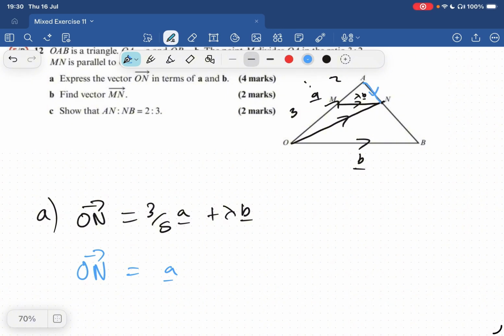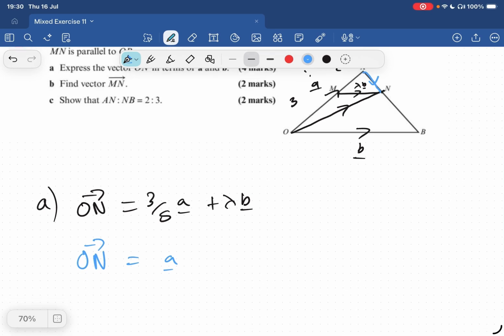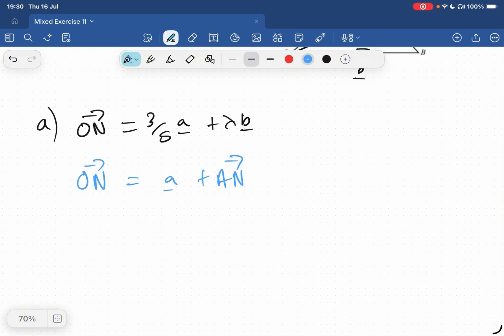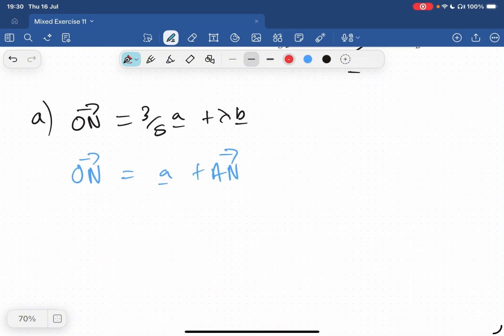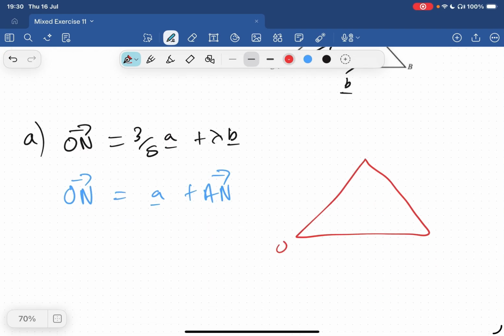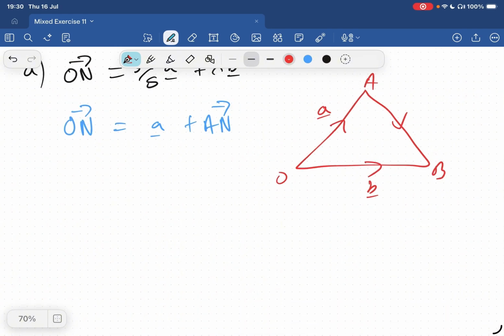Okay, now what is AN? For now, I'm just going to leave that as AN. Okay, think of the whole triangle now. O, A, and we take away the noise. All right, we know what A to B is. A to B is B minus A. So A to B is B minus A.